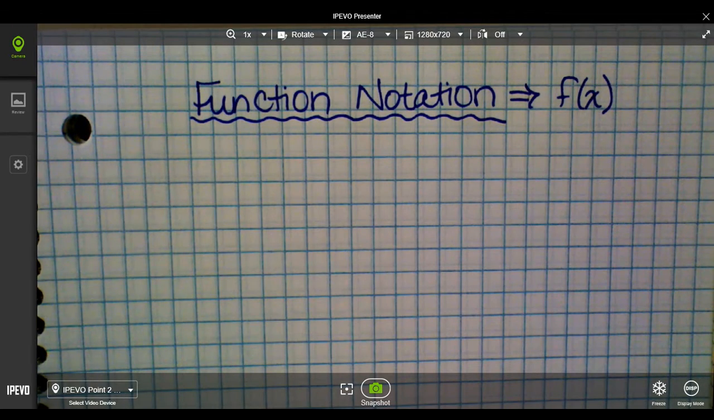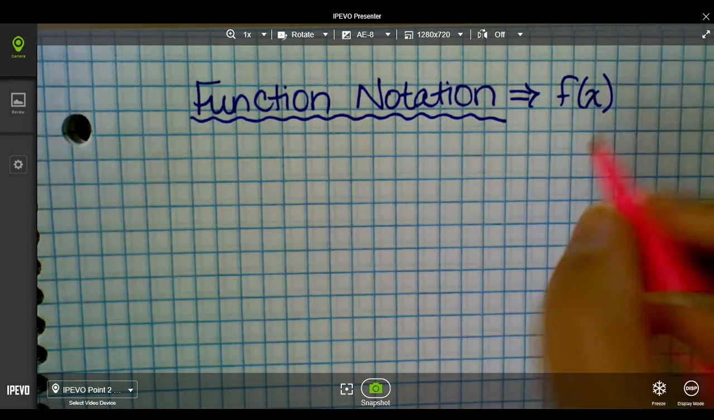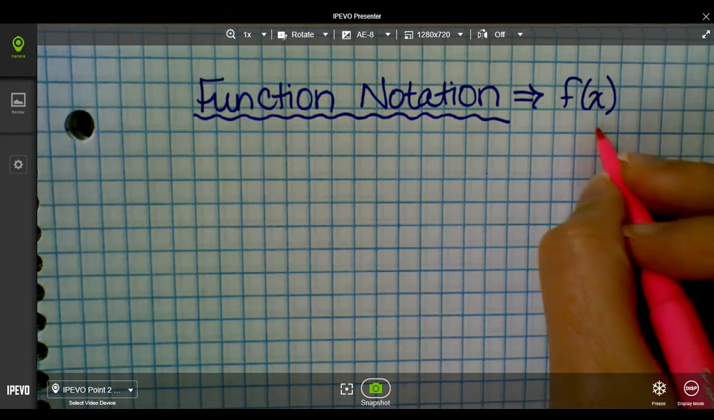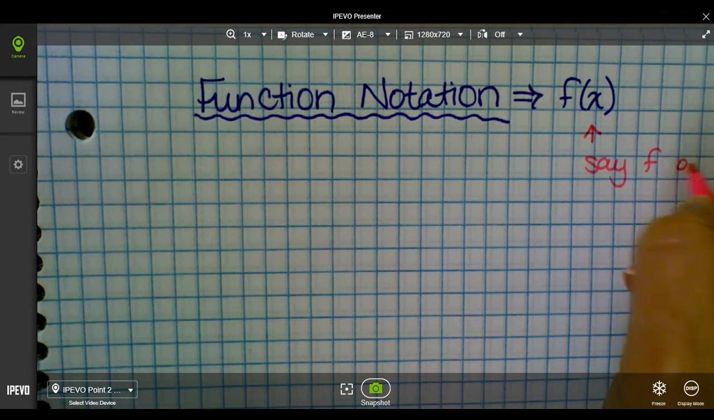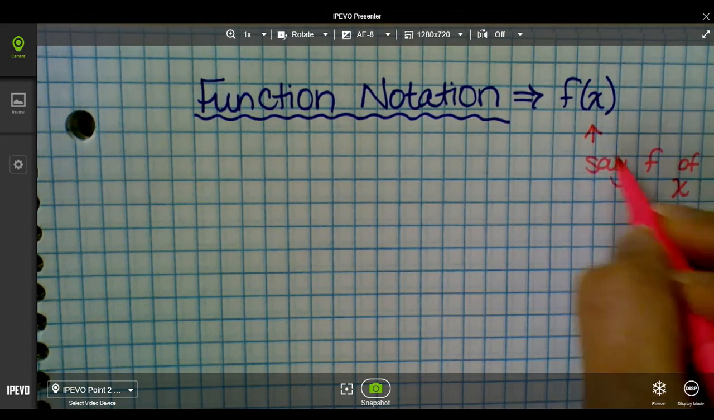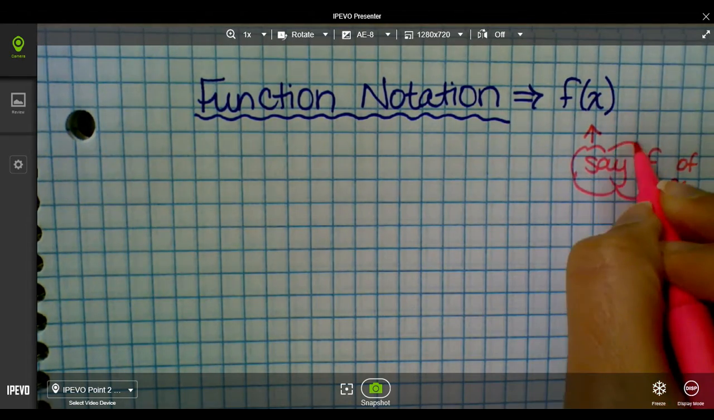Okay, so welcome to function notation. When we are talking about function notation, it looks like this. This is f of x. That's how you say this. So say f of x, and that is how we say the function notation.